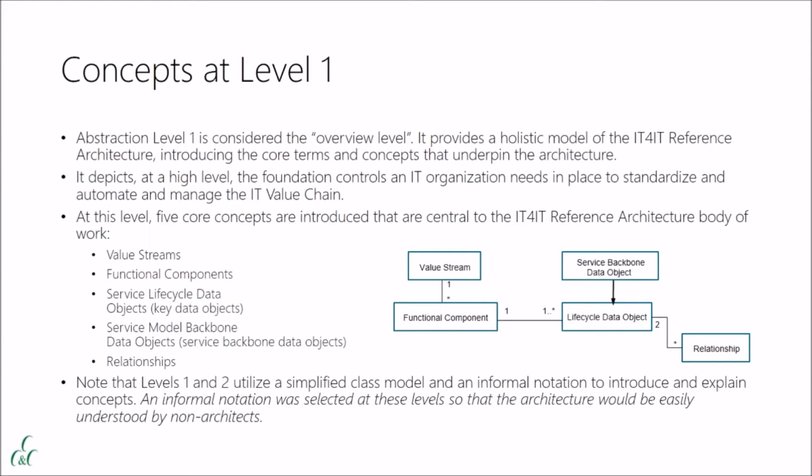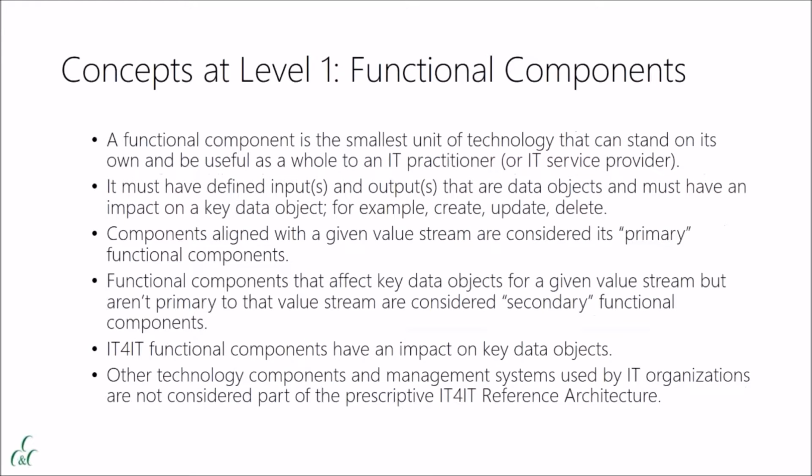Level 1 is the overview level, and it describes the value streams, the components, the data objects, the service model backbone, which are the purple circles, and the basic relationships. The level 1 picture does not show cardinality. However, cardinality is in the model. As you drill in a little bit, you can find it there. The functional component is the smallest unit of technology that can stand on its own.